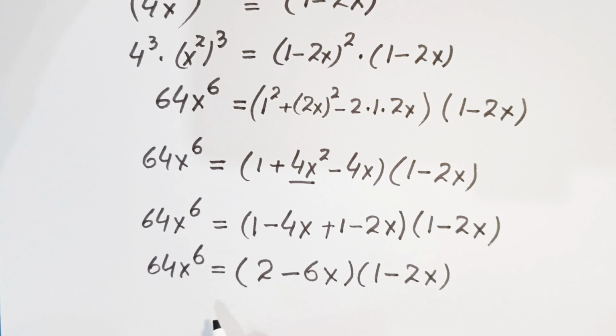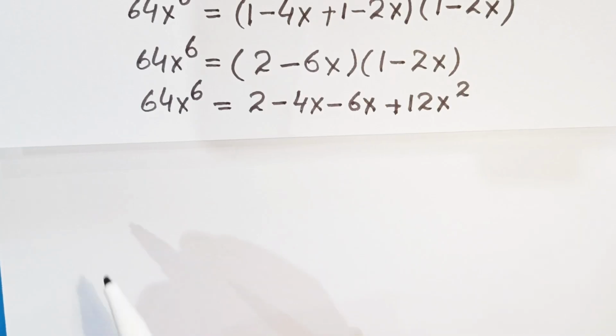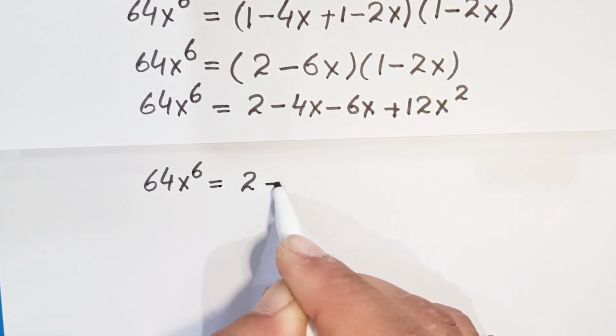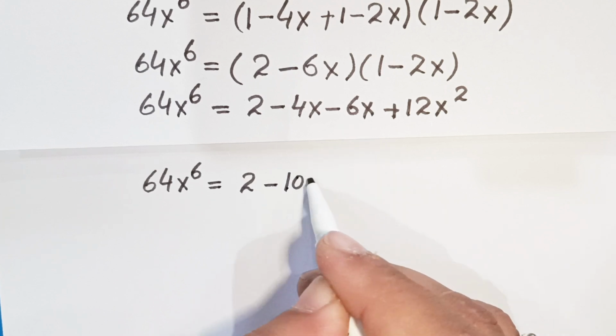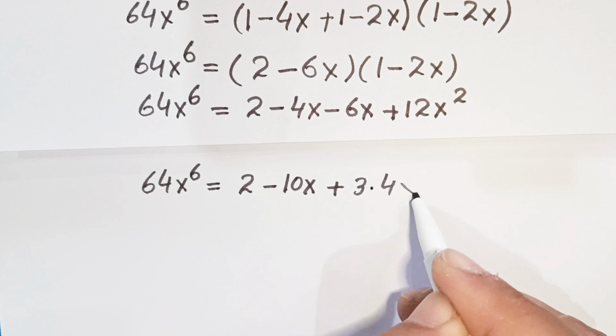So now 64x to the power 6 is equal to 2 times 1 is 2, and minus 2 times 2 is 4x, minus 6 times x times 1 is minus 6x, so minus minus plus, 6 times 2 is 12, we get 12x squared. Now here we have 64x to the power 6 is equal to 2 minus 4x minus 6x, we get minus 10x, and plus this 12 can also be written as 3 times 4x squared.